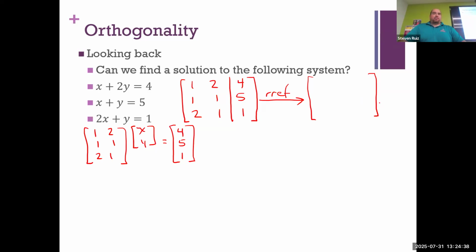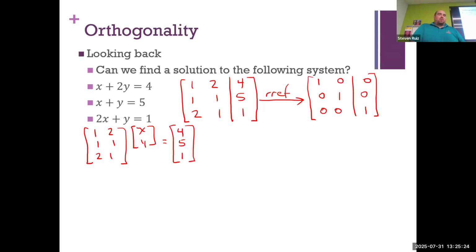Whenever you've got a reduced matrix, you got the identity. Okay, so 1, 0, 0, 0, 1, 0. What does that mean for us? There is no solution, right? But it would be nice if we could do something better than that. So this has no solutions.